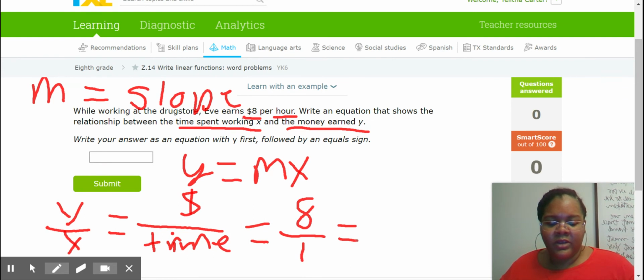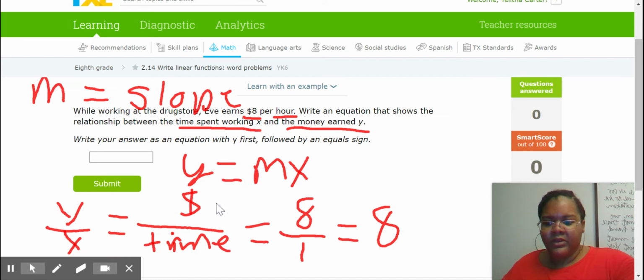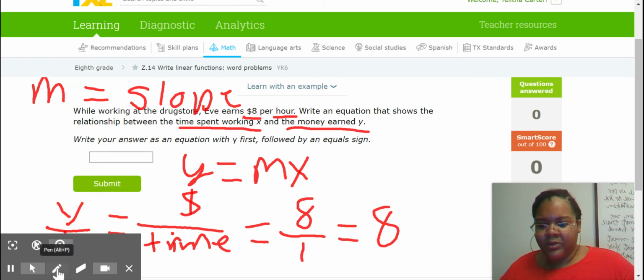So all I do is simplify, divide. 8 divided by 1 equals 8. So that means that my slope is 8. And that's m. So m equals 8. Let me write that down.